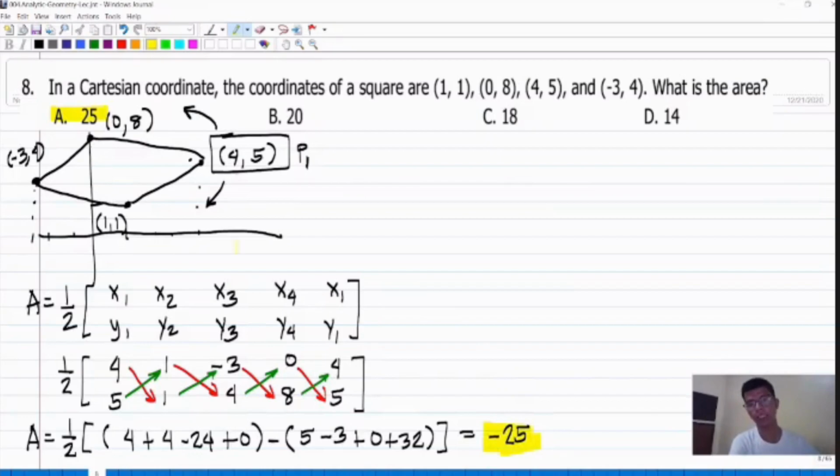So, clockwise yung ginamit ko, nag-negative ang answer. So, meaning, mas magandang gamitin natin yung counterclockwise. So, yung point 1 natin is 4, 5. Point number 2 is 0, 8. Point number 3 is negative 3, 4. And then point number 4 is 1, 1.